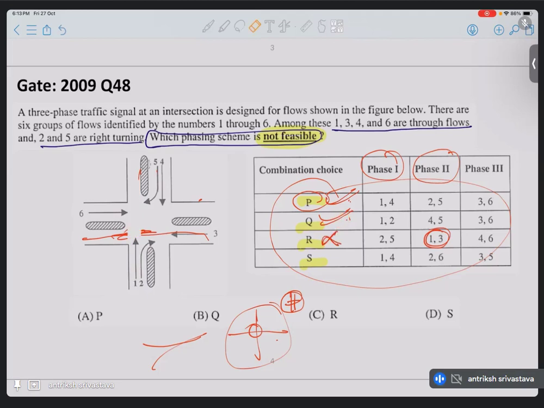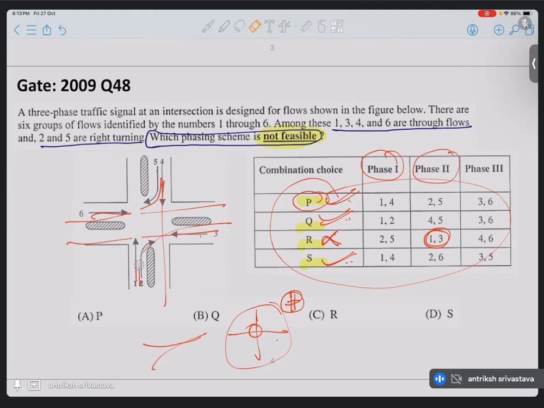Let's, for safety, for completion, let's look at S also. S is having 1 and 4. Okay. 2 and 6. Okay. And 3 and 5. Okay. This is also not showing any conflicts. So S is also good.